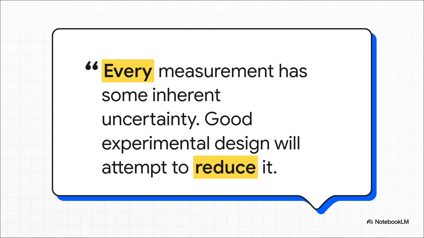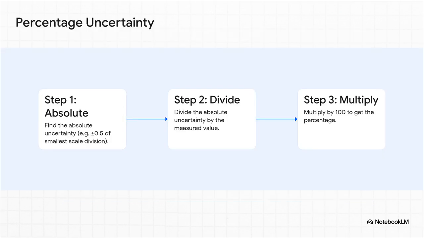I love this quote from the AQA handbook because it perfectly sums up the right mindset. Uncertainty isn't a mistake you made. It's a built-in feature of any measurement. Your goal as a scientist isn't to pretend it doesn't exist, but to measure it and then design your experiment to make it as small as possible. So how do we actually do that? It's a simple 3-step process. First, you find your absolute uncertainty.